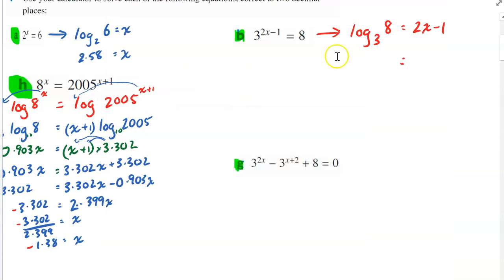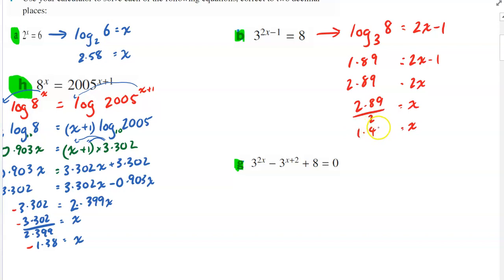Move that out of the way. So 1.89 equals 2x minus 1. And then it's just pretty straightforward. 2.89 equals 2x. X equals 2.89 divided by 2. So x equals 1.45 something. 445. Approximately. Okay, so there's that question there. Now this question is going to be really hard. So spend some time on that one.